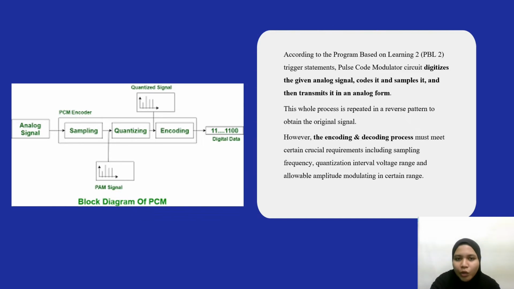According to the PBL2 trigger statements, the pulse code modulator circuit digitizes the given analog signal, codes it and samples it, and then transmits it in an analog form. This whole process is repeated in a reverse pattern to obtain the original signal. However, the encoding and decoding process must meet certain crucial requirements, including sampling frequency, quantization in interval voltage range, and allowable amplitude modulating in certain range.